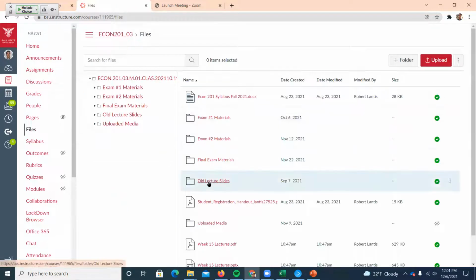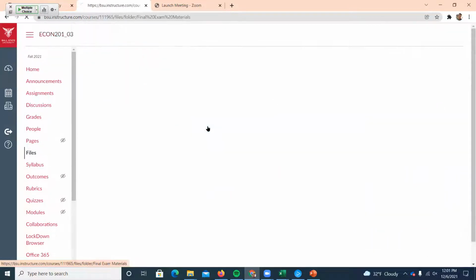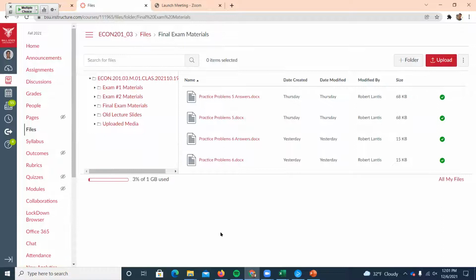On files, I updated the week 15 lectures, so we're going to keep using them. I guess I should probably call them week 15, 16 lectures, where we're going to keep using them throughout this week. And then under final exam materials, there are 2 sets of practice problems now. These ones cover a little more of the labor market stuff, and then some of the stuff that we're going to talk about today. Okay.